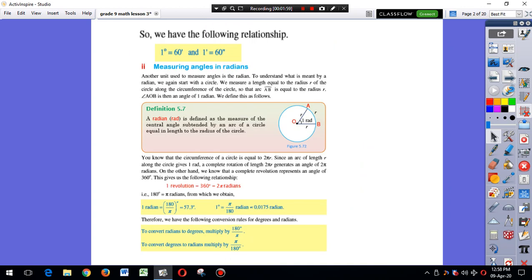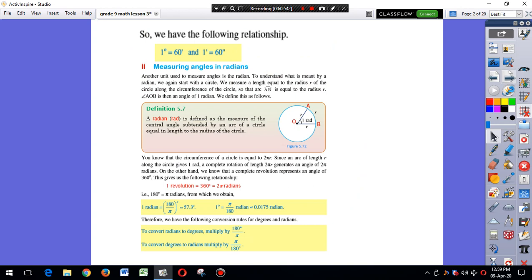So we have the following relationship from the above point. 1 degree is equal to 60 minutes and 1 minute is equal to 60 seconds. Measuring angles in radians. Another unit used to measure angle is the radian. To understand what I mean by radian, we again start with the circle. We measure a length equal to the radius r of a circle along the circumference of the circle. So the arc AB is equal to the radius r. Angle OAB is then an angle of 1 radian.